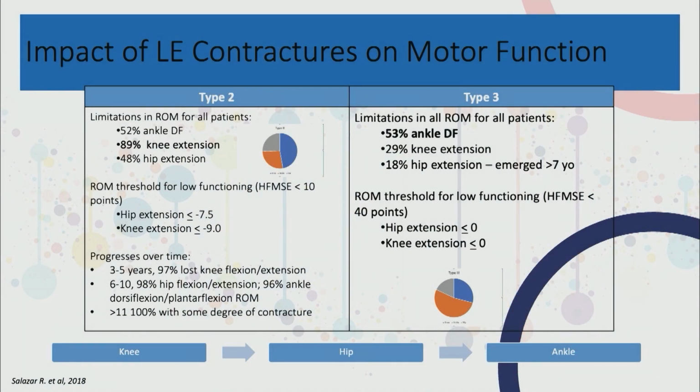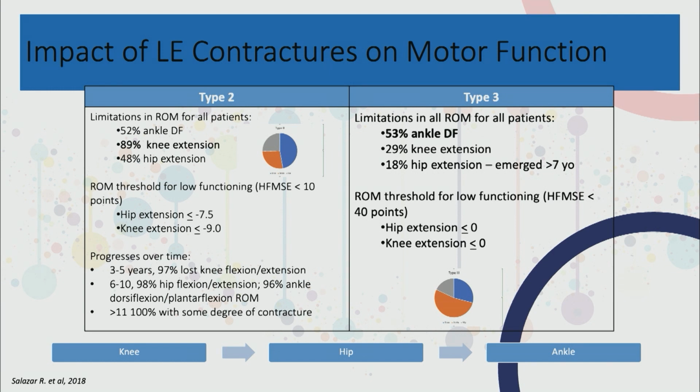And so now we'll go back into more of the joint contracture and the impact on function specifically. And we will look at how contractures take place and how they occur. We generally see that the knee is affected first, followed by the hip and then the ankle. And there are some distinct patterns between the functional levels as well. So while it is expected that a majority of individuals are going to develop a contracture at some point, those with type 2 are more likely to be limited into knee extension, and then those with type 3 are more likely to be limited into ankle dorsiflexion.